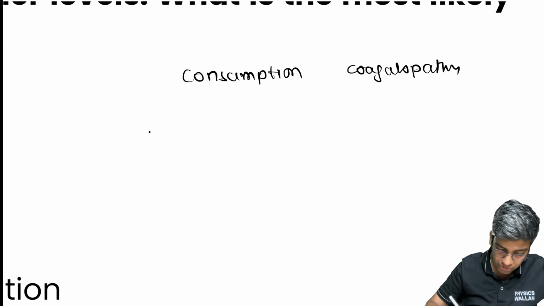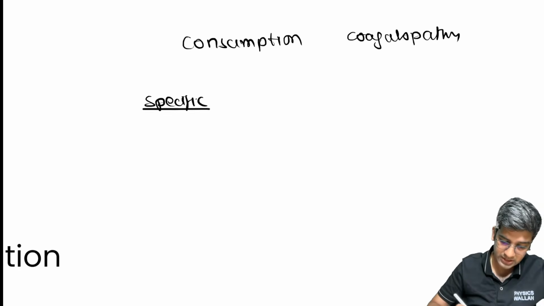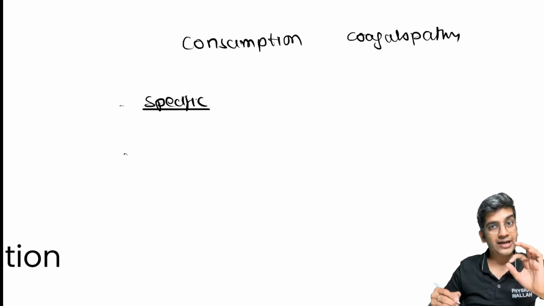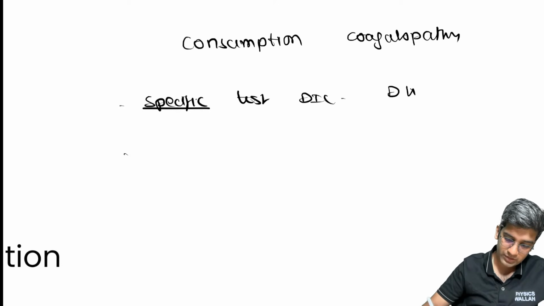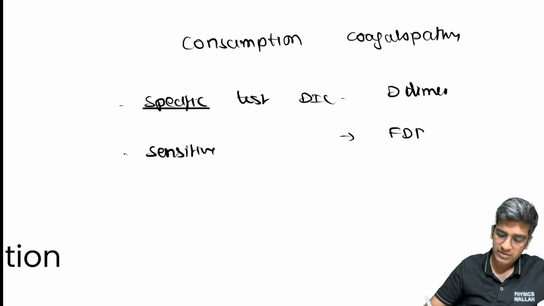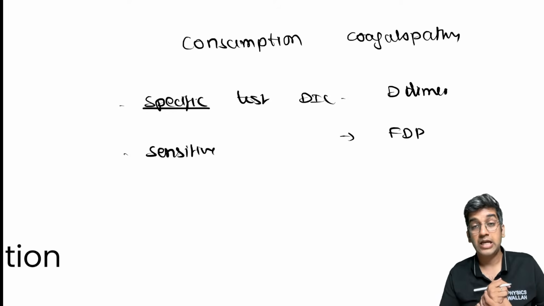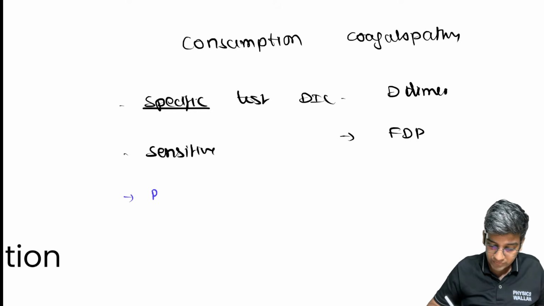And the most specific test, these three have been asked. Please listen to these things and read what comes in the exam and write the answer accordingly. The most specific test for DIC is D dimer. D dimer levels being elevated is more specific. If I have to go for the sensitive test for DIC, I go for a test called FDP, fibrin degradation products. Well, the question comes as, what's a test which will predict the bleeding tendency of DIC?